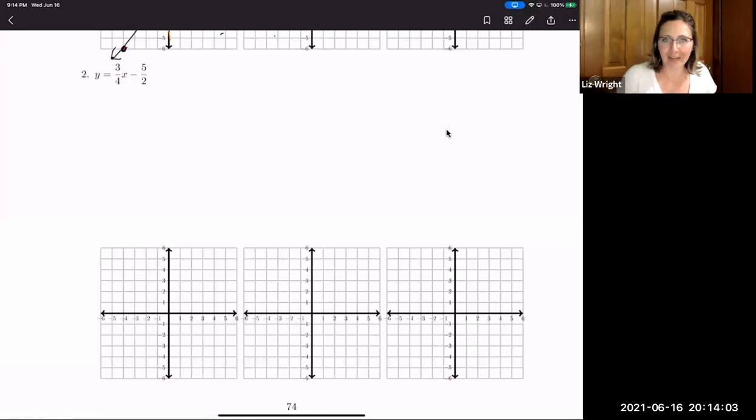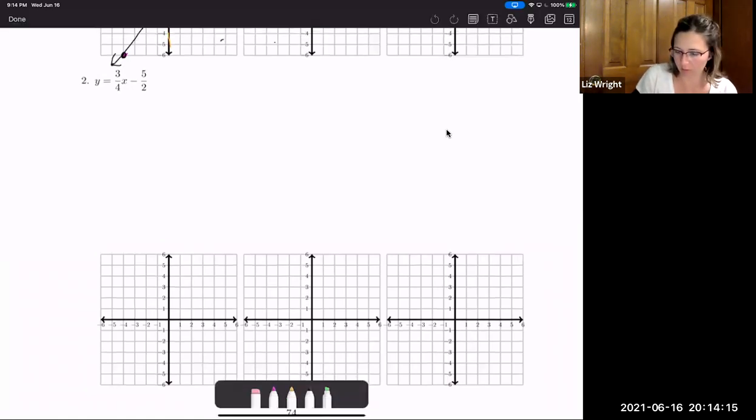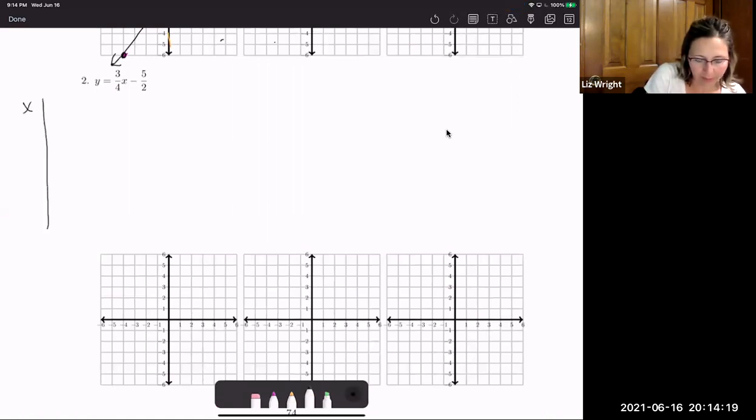All right, I'm back. Let's do our second example. So we're going to do the table method again first. So here's our table. We've got x, and then we're going to put our equation in our second column. So it's going to be 3/4 x minus 5/2. And I'm thinking about the fact that 5/2 is 2.5 as well.